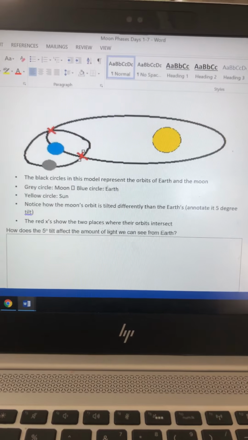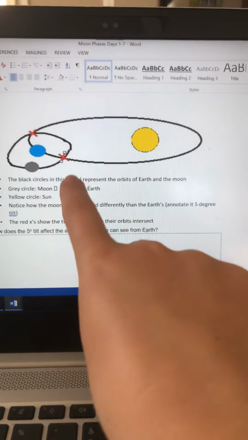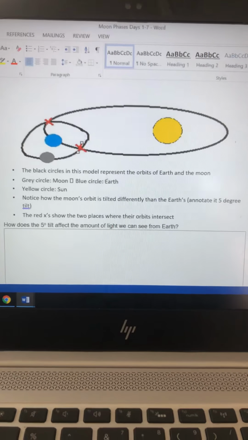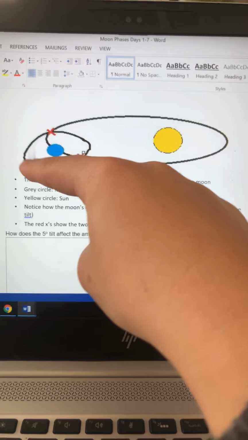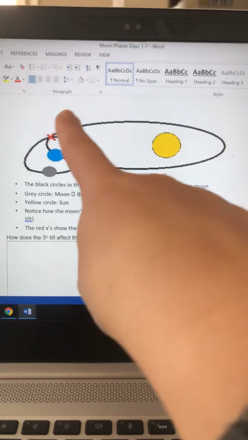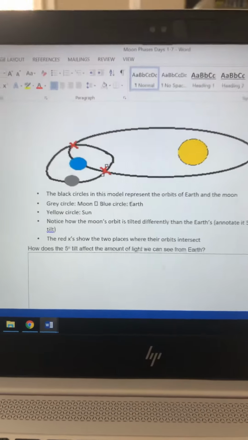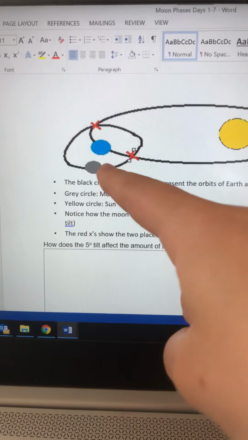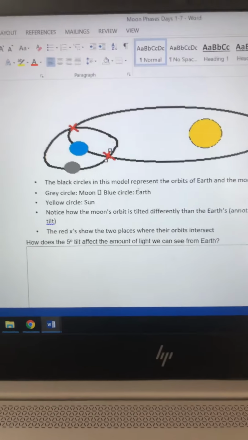This is what it looks like. Here we have the moon, the Earth, and the sun. This X shows the two places where the orbits intersect. The moon is orbiting around the Earth on this axis. The Earth is orbiting around the sun on this axis. Because of the tilt difference on their orbit, there's only 2 times when the Earth and the moon could potentially intersect their orbits, which would lead to a solar eclipse.